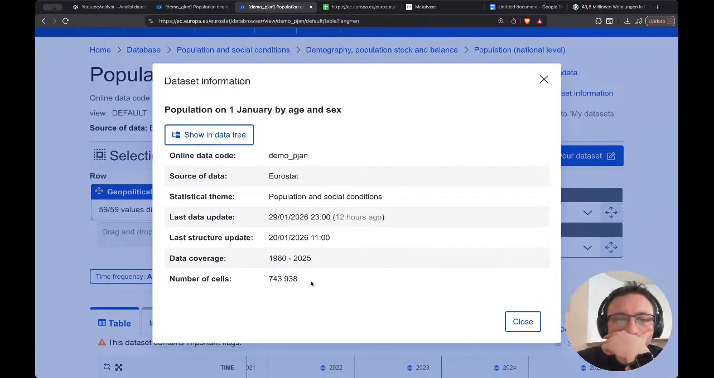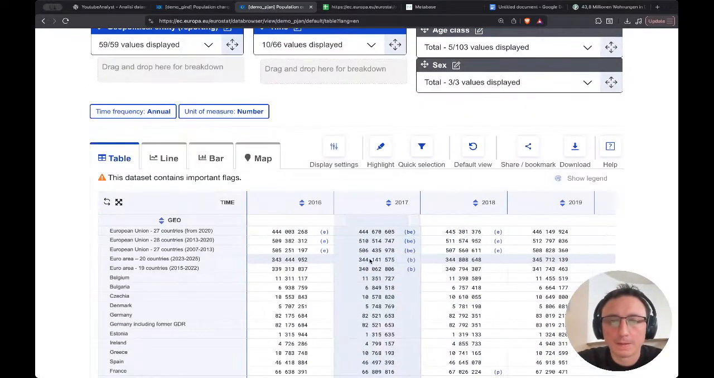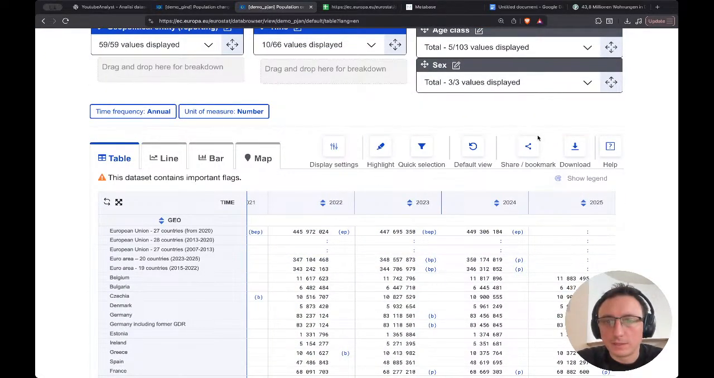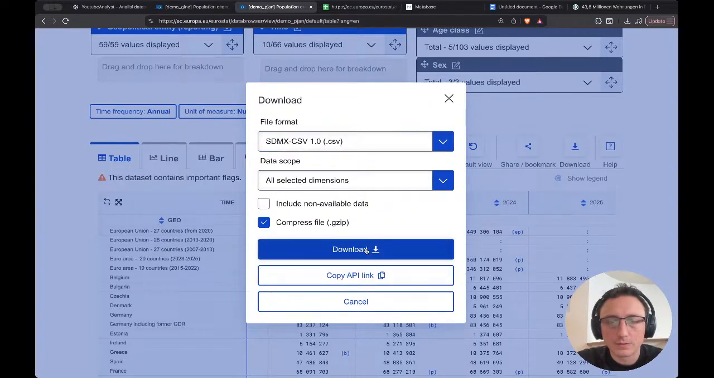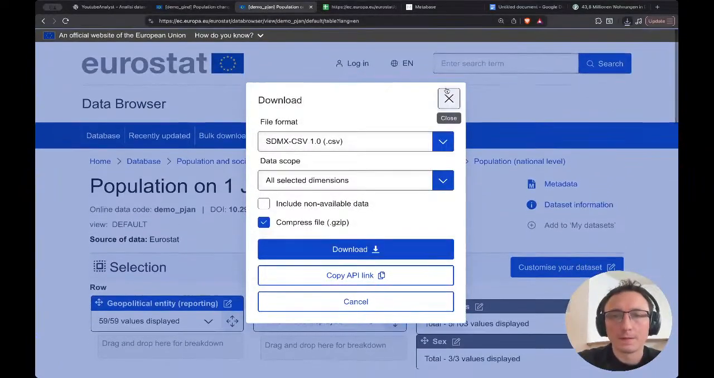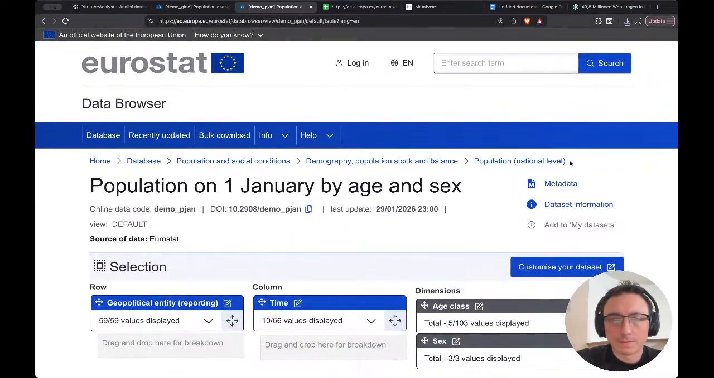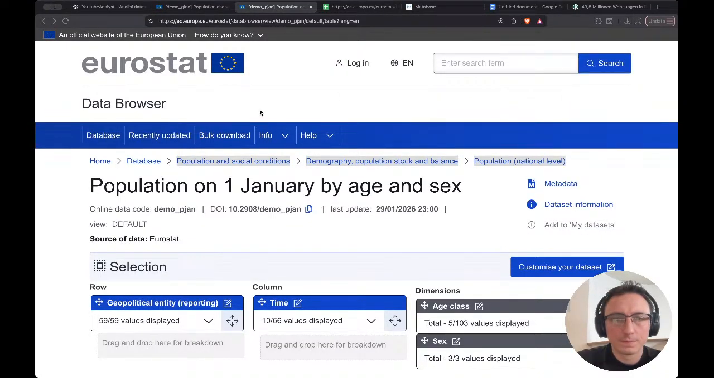Dataset information. Okay, number of cells, as you can see, it's way bigger. Oh, data coverage 1960 to 2025. Wow, this one is really, really nice. Let's have a look at it. CSV, compress file, download, yes. Then we find a good way to unzip it.